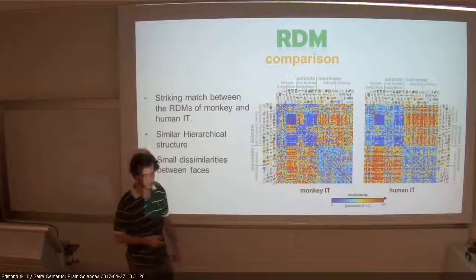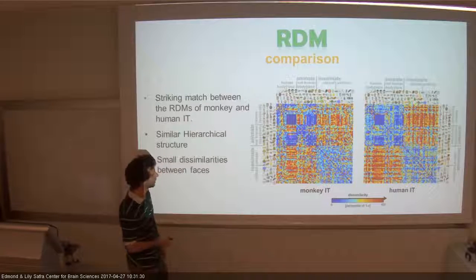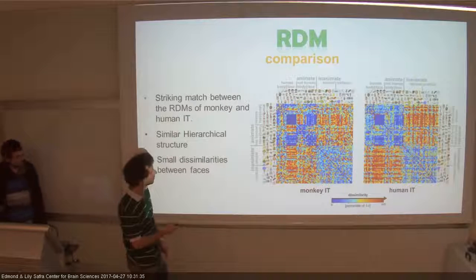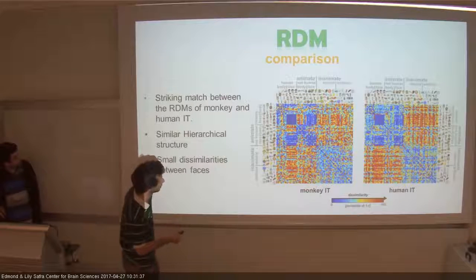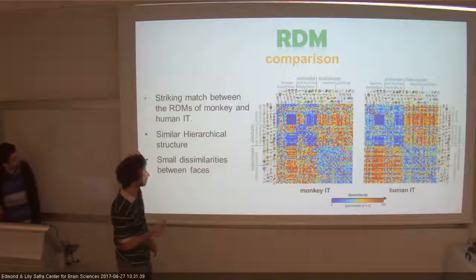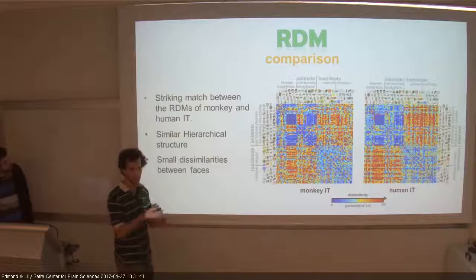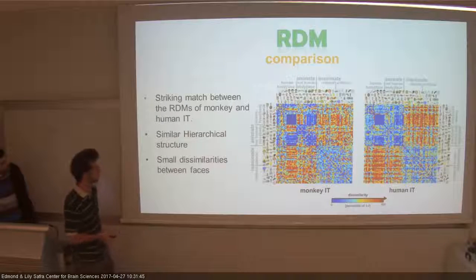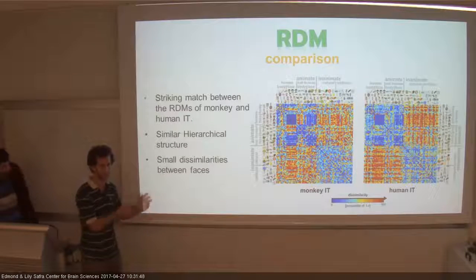Are they sorted the same way? Okay, so yeah, the monkey RDM is sorted exactly the same way as the human. Everything is sorted the same way. If they wanted to maximize the clusters, they could shift it a bit, but it would be a bit of cheating if I just changed it.